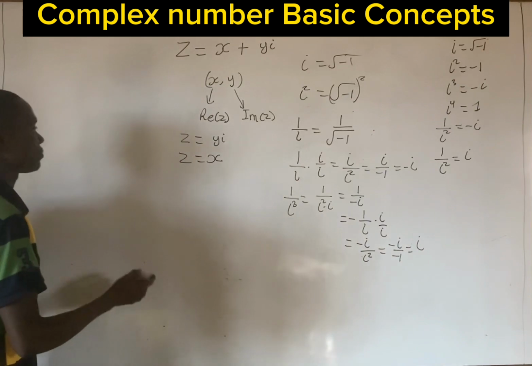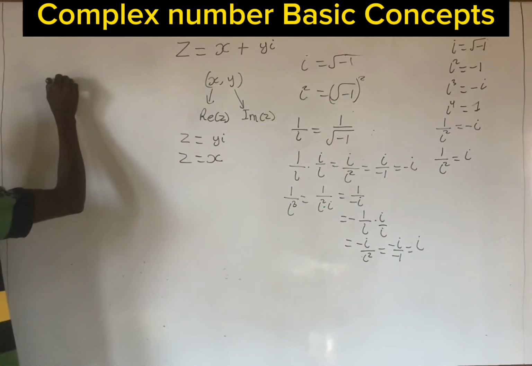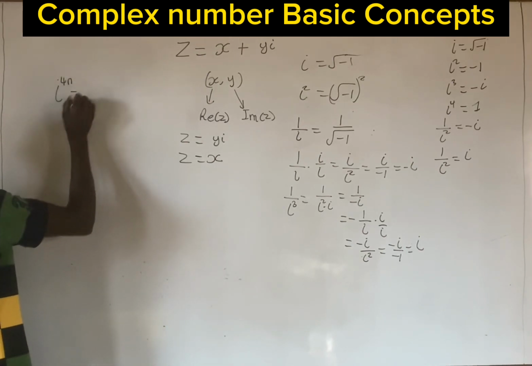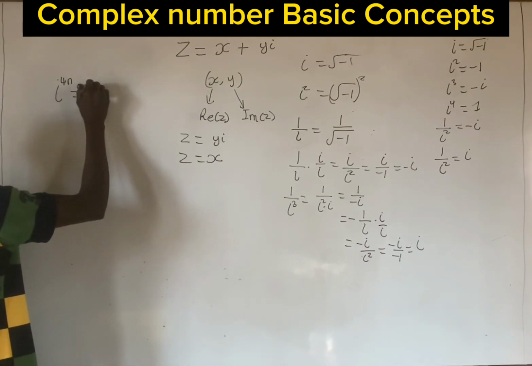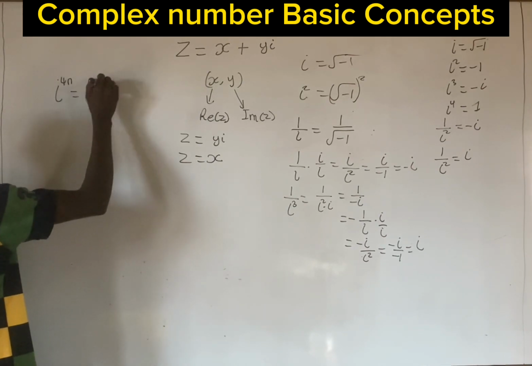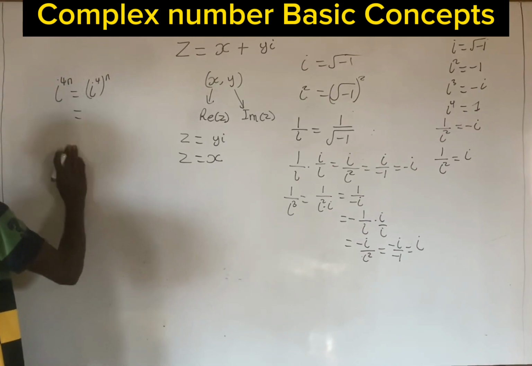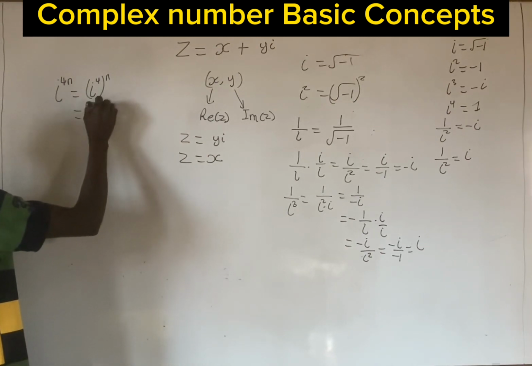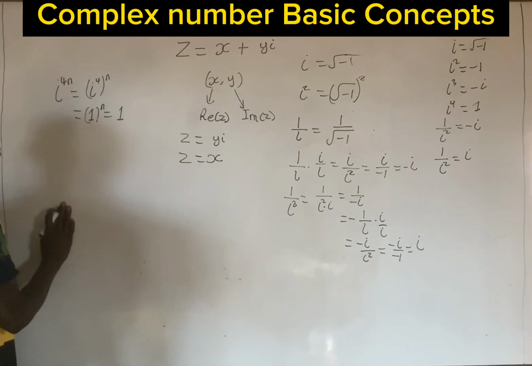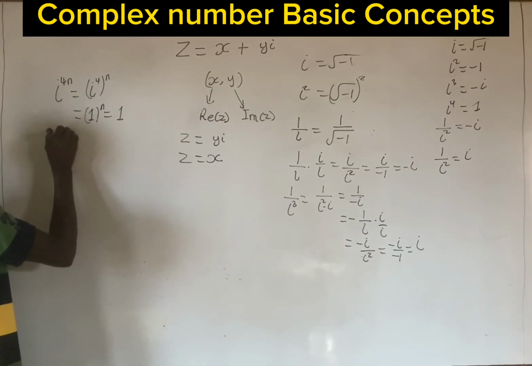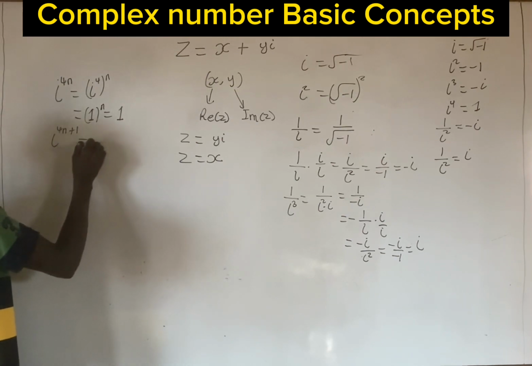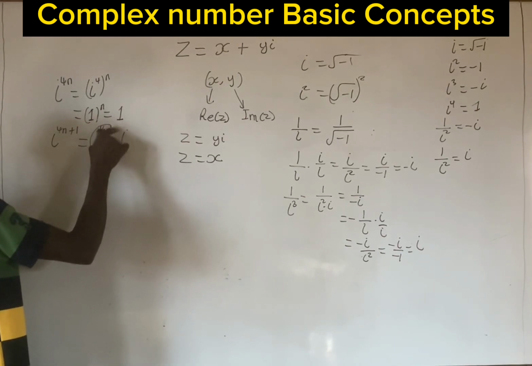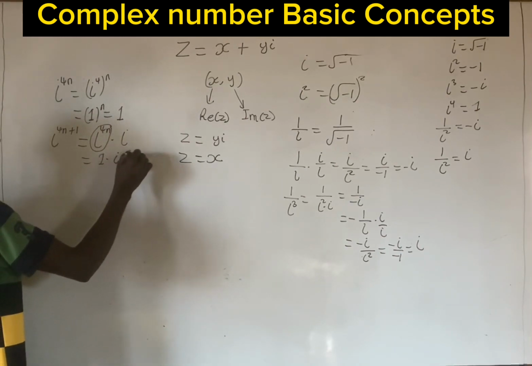Now, let's say that I have i to the power 4n. Here, I'm going to get i to the power 4 to the power n, and i to the power 4 is positive 1. So I have positive 1 to the power n, which is 1. What about if I have i to the power 4n plus 1? This gives i to the power 4n times i. But this one is what we've done here already. It's 1 times i, which gives i.